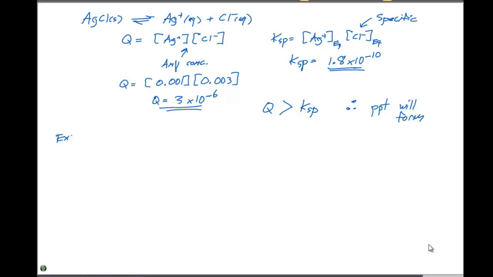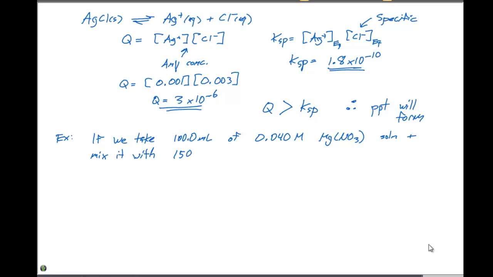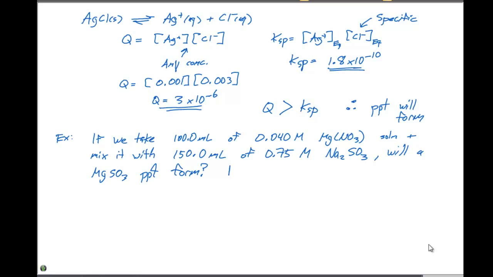So the next example is that if we take 100.0 milliliters of 0.040 molar MgNO3 solution and mix it with 150.0 milliliters of 0.75 molar Na2SO3, will a MgSO3 precipitate form? The KSP value listed for magnesium sulfite is 3.2 times 10 to the minus 3. And as a note here, we're going to assume volumes are additive.